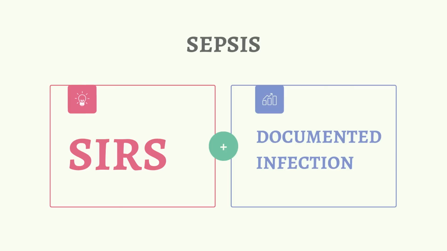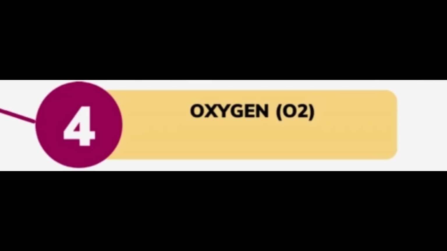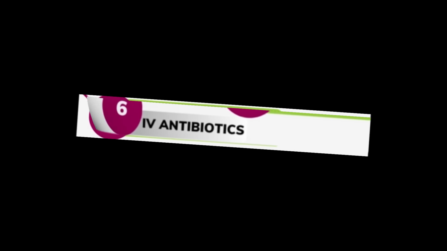In sepsis, the strategy used is Sepsis 6. Sepsis 6 means there are 6 things which need to be done in sepsis, and out of these 6, you do 3 things and you take 3 things from the patient. The things which you do are: you give oxygen to the patient, you give IV antibiotics to the patient, and you give IV fluids to the patient.